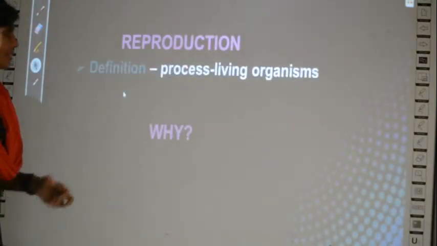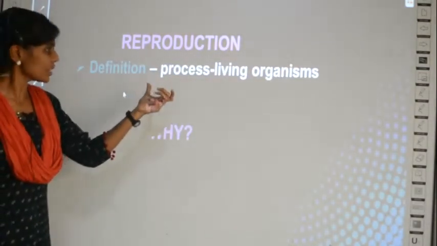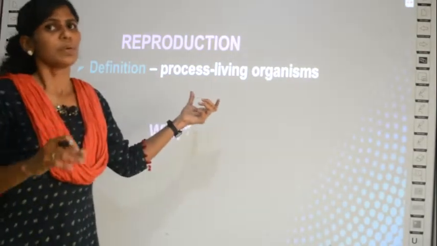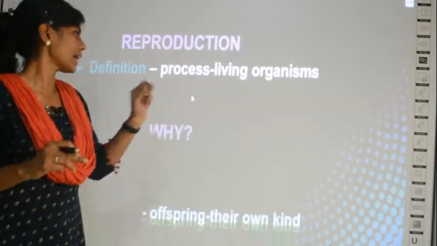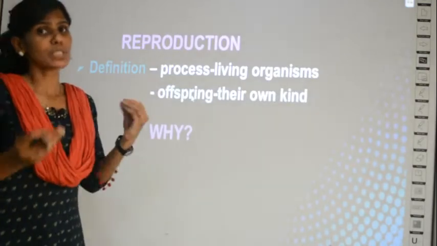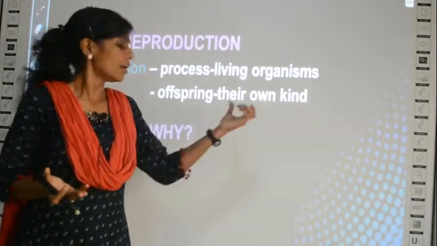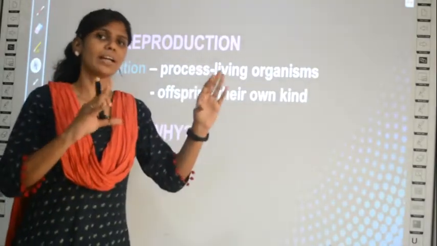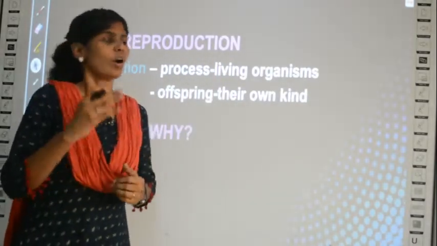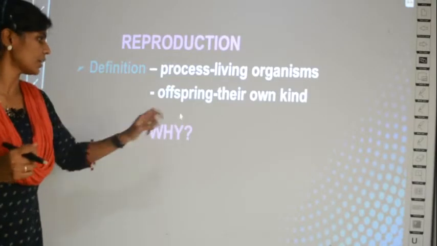You need to learn the definition for reproduction. What is reproduction? It is a process which happens only in living organisms and it produces offspring, that is the child or the younger one of its own kind. How the parent is, similarly only will be the offspring, that is the next generation.